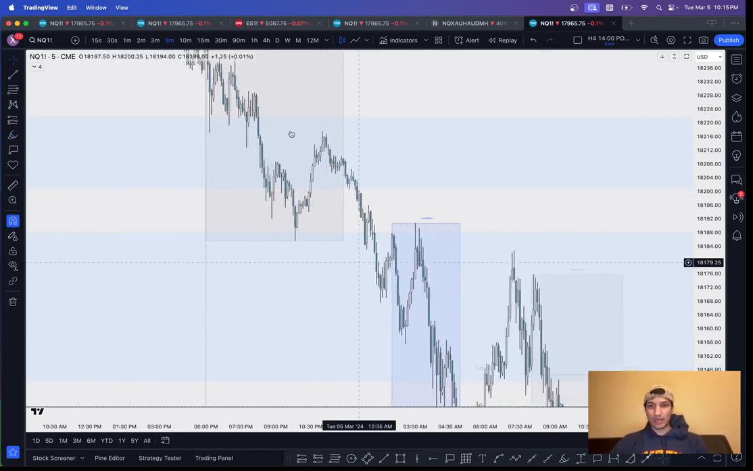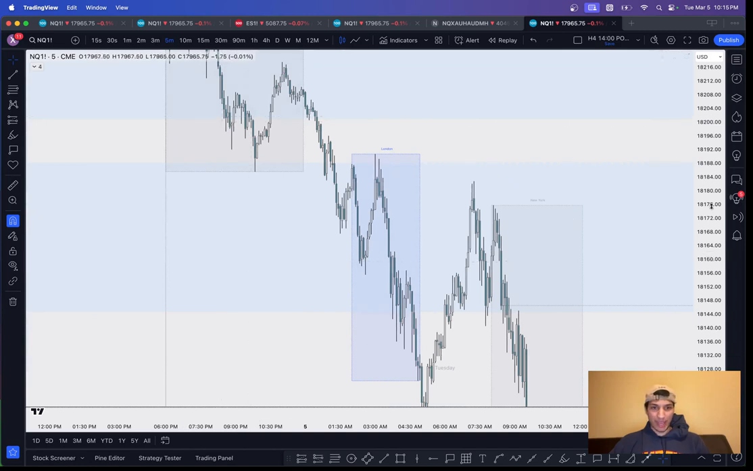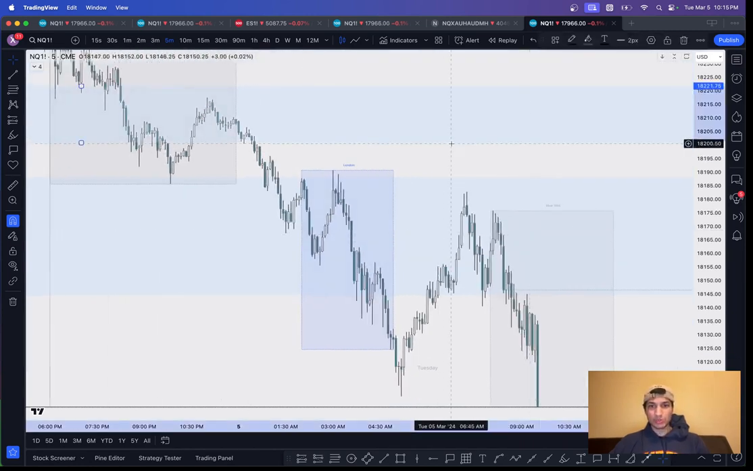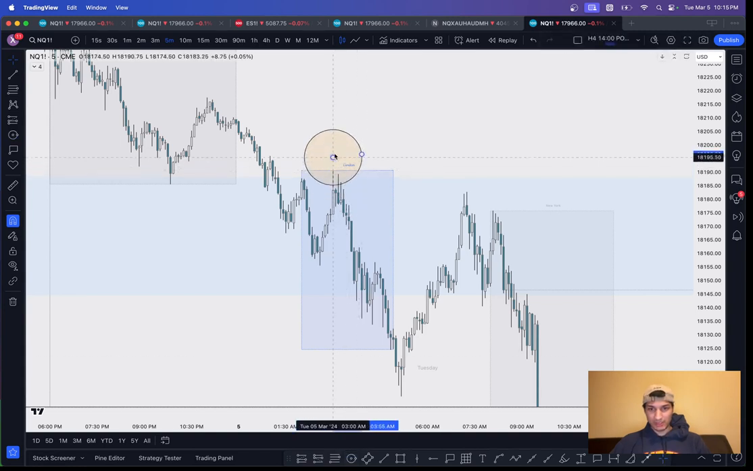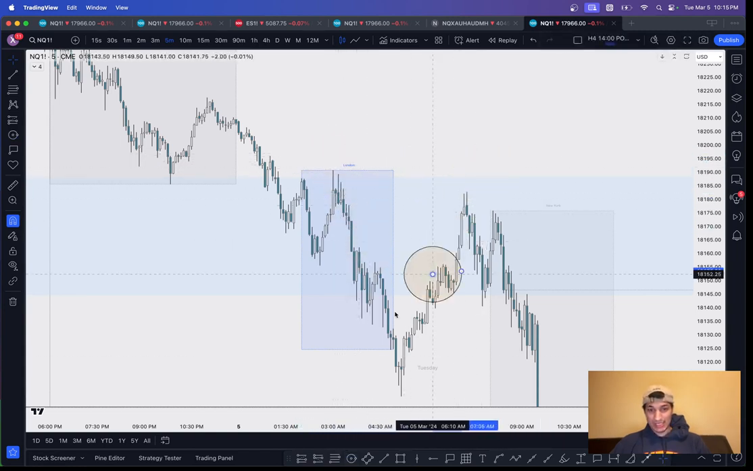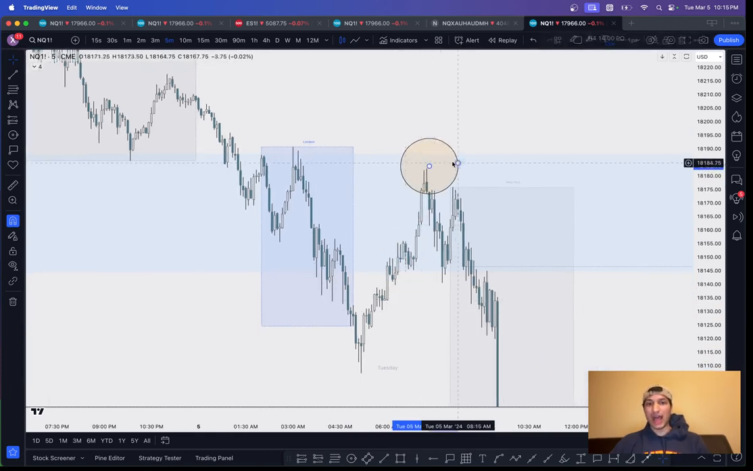And then again, we come into this lower hourly fair value gap. And you notice how we do not get a market structure shift out of this PD array. Even though we start to displace higher here, I have to look for a market structure shift out of the PD array. That's such a critical distinction, by the way.